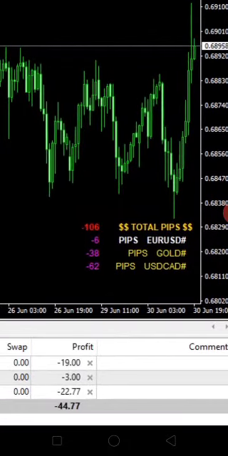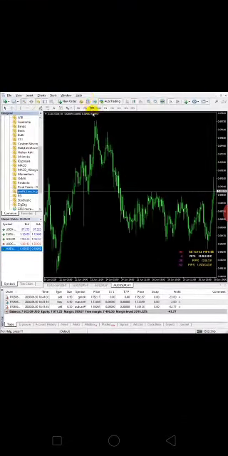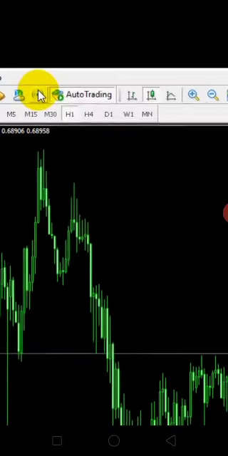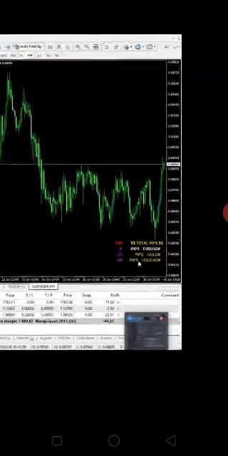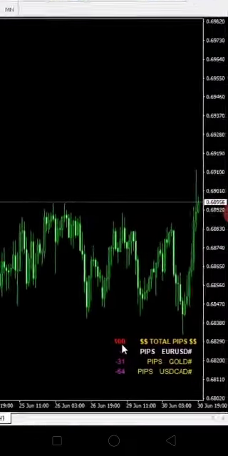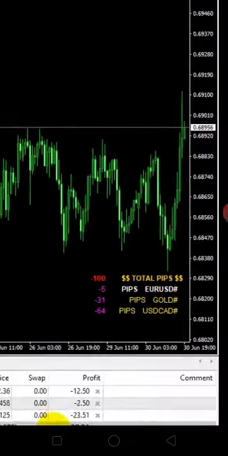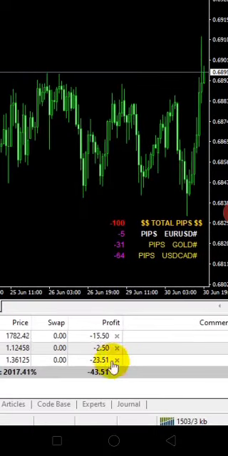I have kept auto trading on over here. Mind well to keep auto trading on while using indicators, custom indicators, plugins or expert advisors like that. Now see, this is total pips loss. Here in total you can see the loss in dollars, but here you can see the loss in pips.